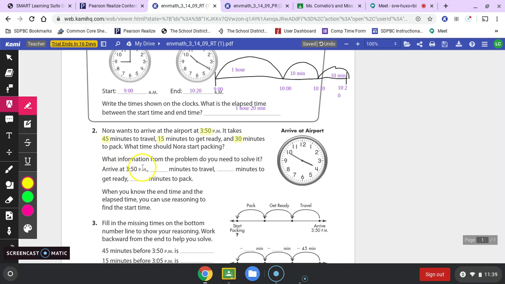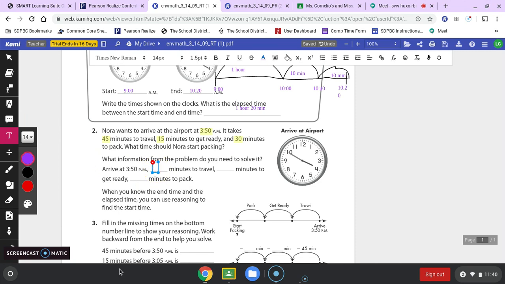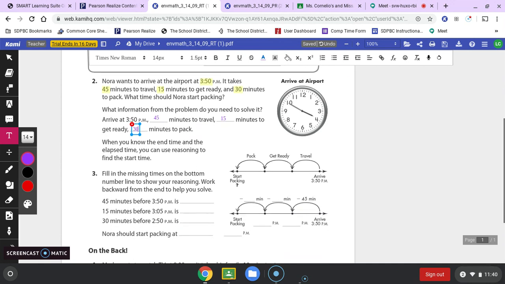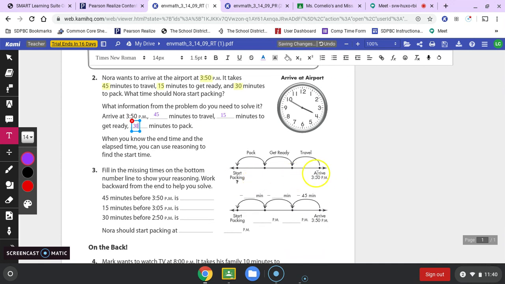Who can tell me, if she arrived at 3:50, how many minutes does she need to travel? If we're looking in our equation, what minutes do we need to travel? 45, thank you. And how many minutes to get ready? 15. And how many minutes to pack? 30, very good. Okay, so if you look, they gave us a number line already, and they showed us this is the ending time, and we have a travel time, a get ready time, and a packing time.